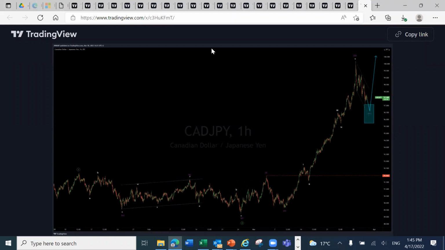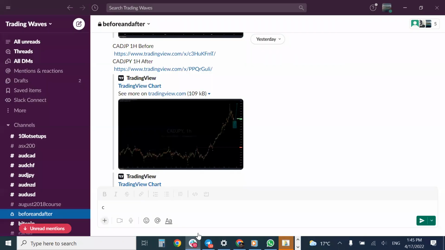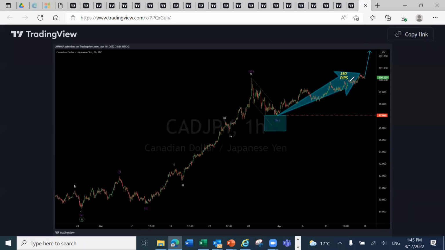They were all simple. As you can see, this is CAD yen pulling back exactly the same as pound yen, pull back, and we expect a continuation to the upside. How many pips does this one give us? Let's have a look here. This is CAD yen, and that is how this one plays out. Easy, 350 pips on CAD yen, pullback and upside. How difficult can that be?